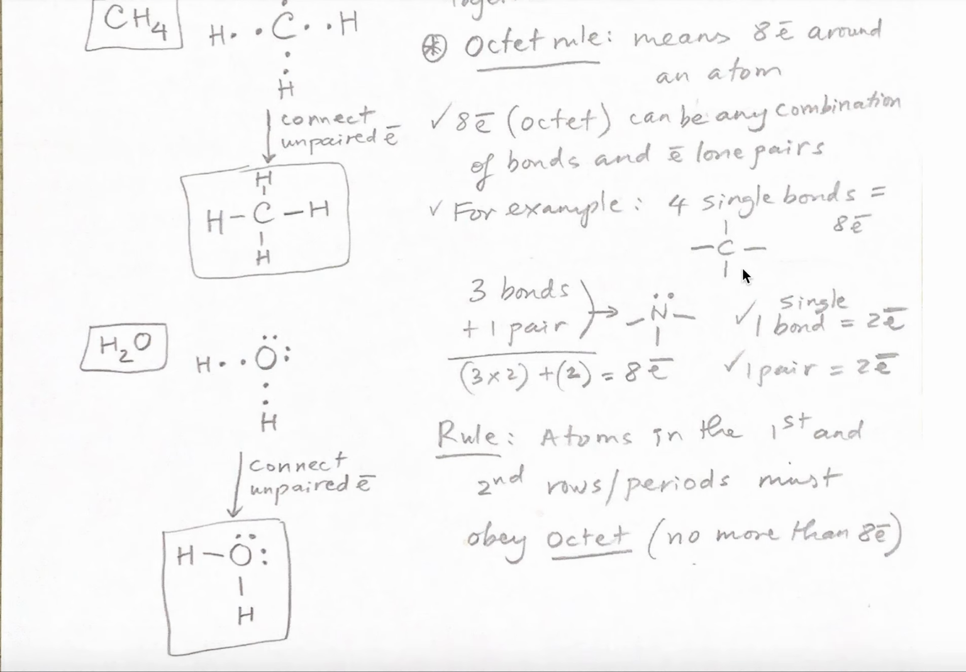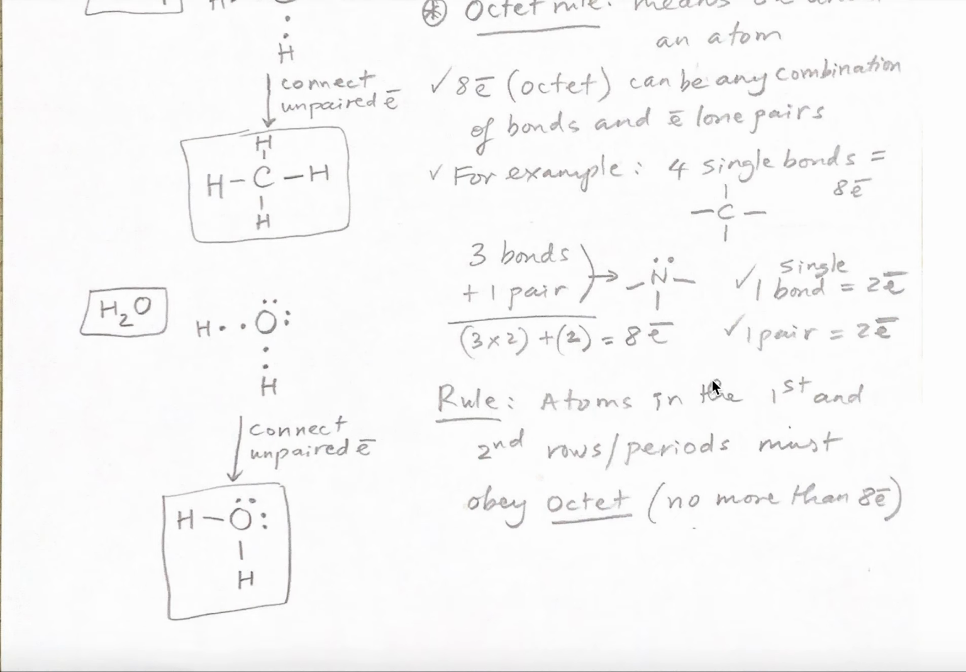Now we can have other combinations. It doesn't have to be carbon. Any atom, for example, nitrogen has 3 bonds and 1 pair of electrons. That's 3 bonds, equal to 6 electrons, plus a pair, that's 2 electrons. So the total is 8. So that's also an octet. All right.